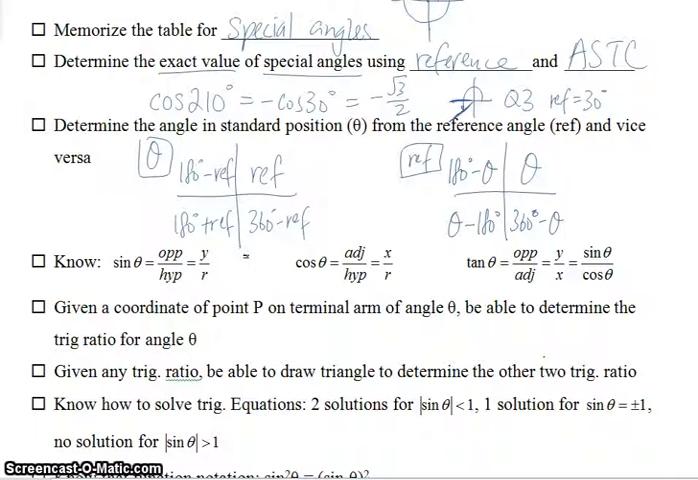Alright, next point. You should know the definition for sine, cosine, tangent. That's SOHCAHTOA. And now this year we put it in a triangle. R is the hypotenuse, X is the adjacent, opposite is Y. So we just map it to the coordinates.